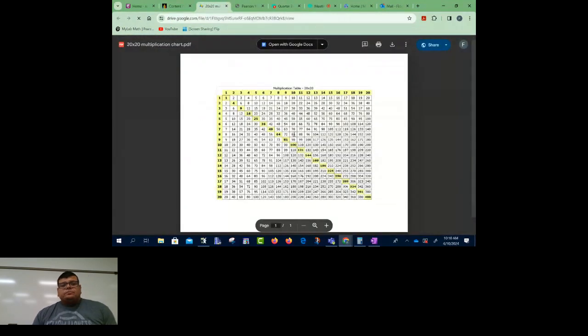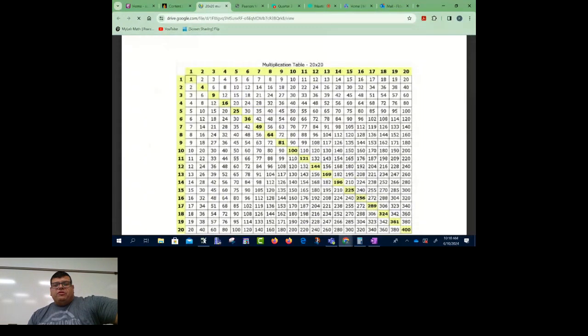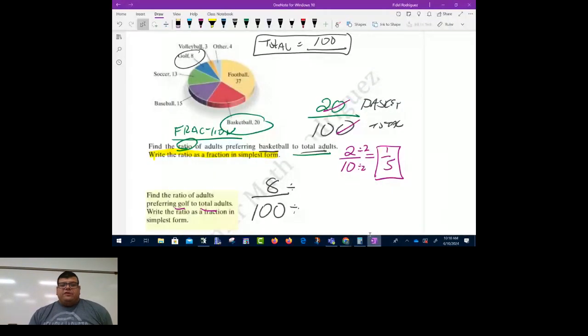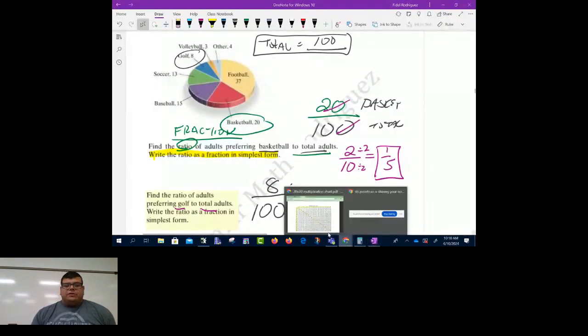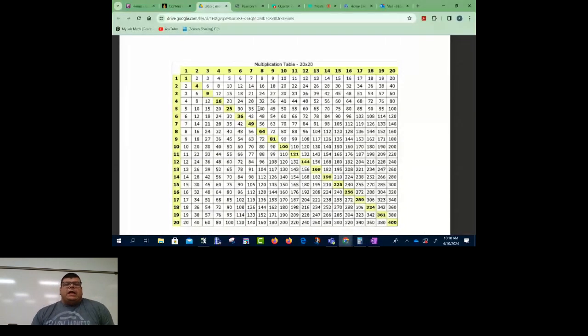Let's see. So, y'all, the numbers that we had in this particular problem are 8 and 100. Okay, so y'all, if I look at my chart, right, I want to see, hey, do I see the number 8?